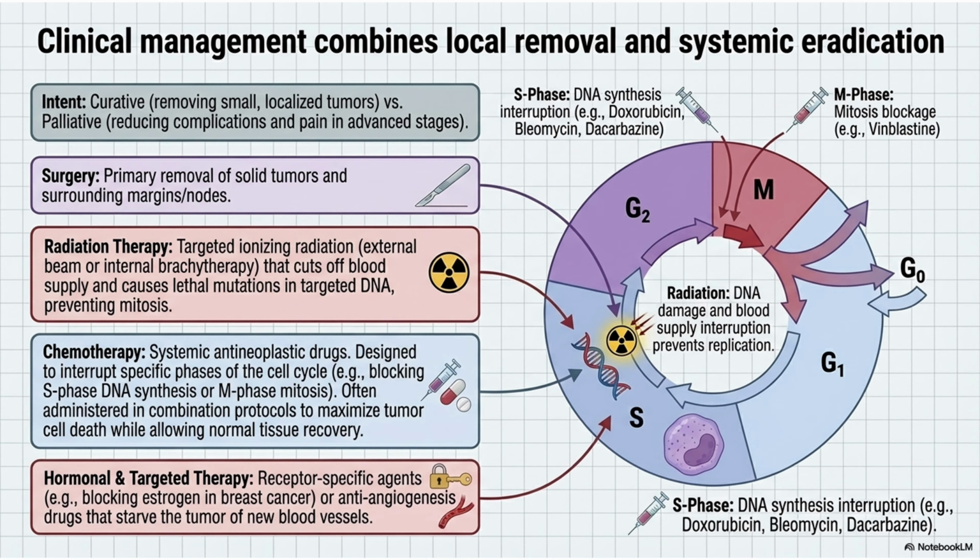Chemotherapy uses systemic drugs designed to interrupt specific cell cycle phases, such as the S phase, the DNA synthesis, or the M phase, which is mitosis. Now, hormonal and targeted therapies further assist by blocking growth receptors or starving tumors of new blood vessels, because remember, they create their own blood supply. And so the hormonal and targeted therapies help starve these tumors so they cannot create their own blood supplies. So you have surgery and radiation for local areas, chemotherapy, which is systemic drugs, and hormonal and targeted therapies.